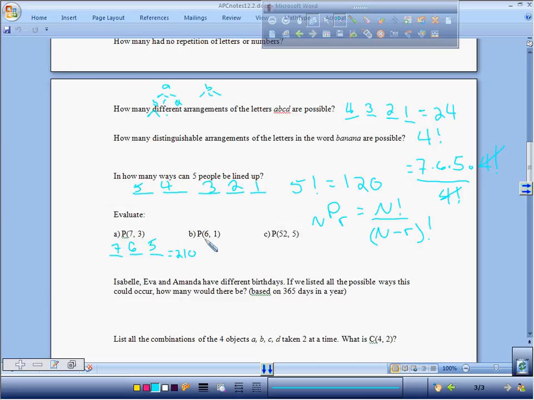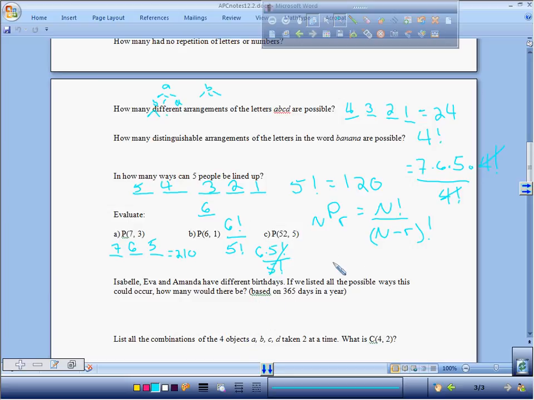So 6 permutation 1 means 6 things in one spot to put them in. So how many choices do I have for that one spot? 6. It's just 6, right? Or you can think of that as 6 factorial over 6 minus 1 factorial, which is 5 factorial, and if you wrote this out, the top, you could write that as 6 times 5 factorial over 5 factorial, and you could cancel those out like that, okay?